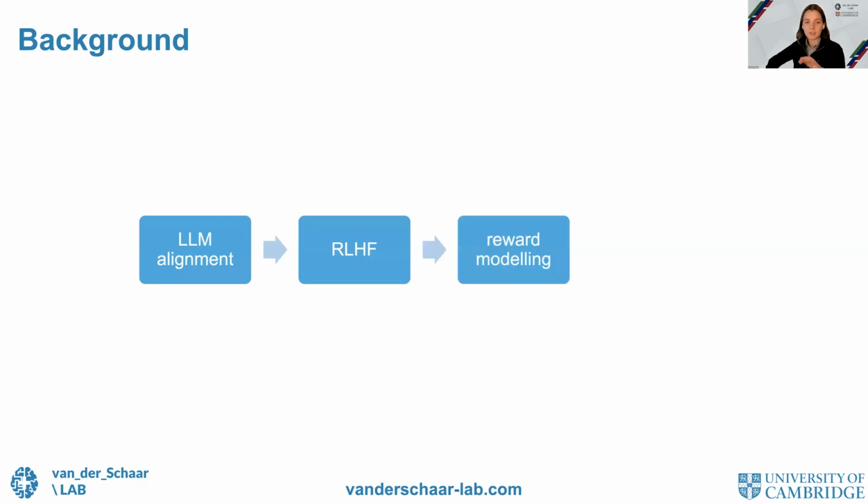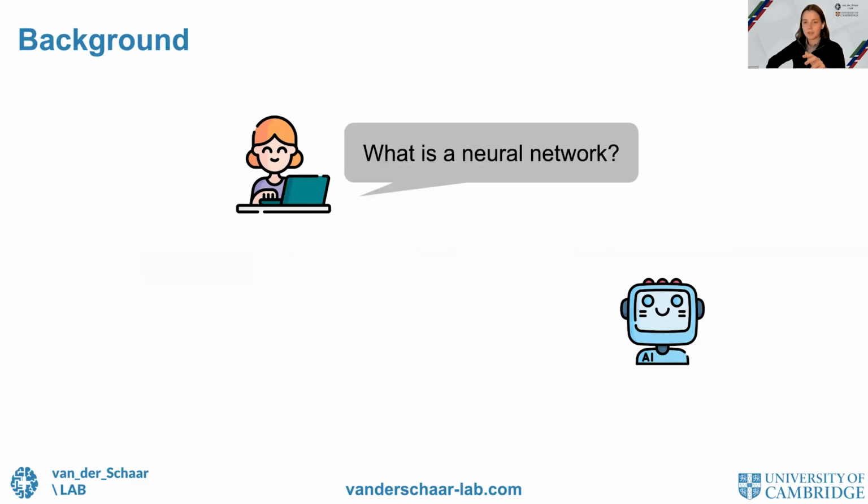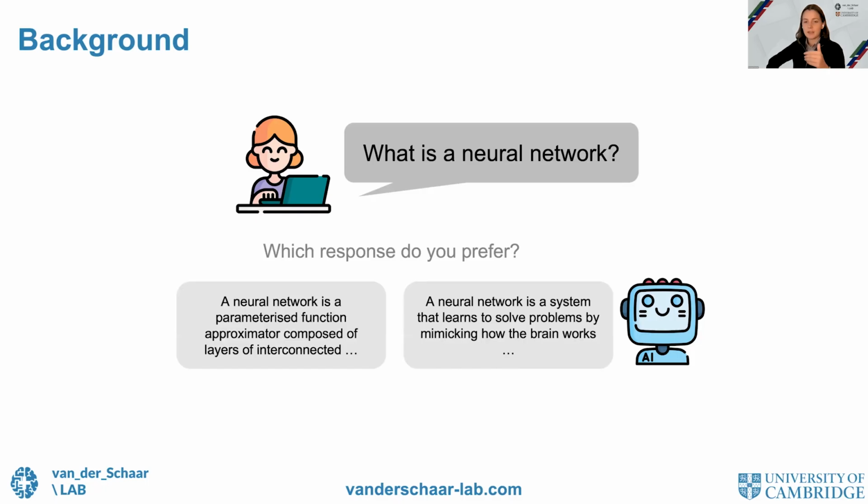And RLHF consists of essentially two steps: reward modeling and the subsequent LLM policy optimization. The reward models are trained based on datasets of human preferences. And such preference datasets are often collected in the following way. A user submits a prompt, and then the language model generates two candidate responses. The user then has to decide which of the two responses is better according to their own judgment.